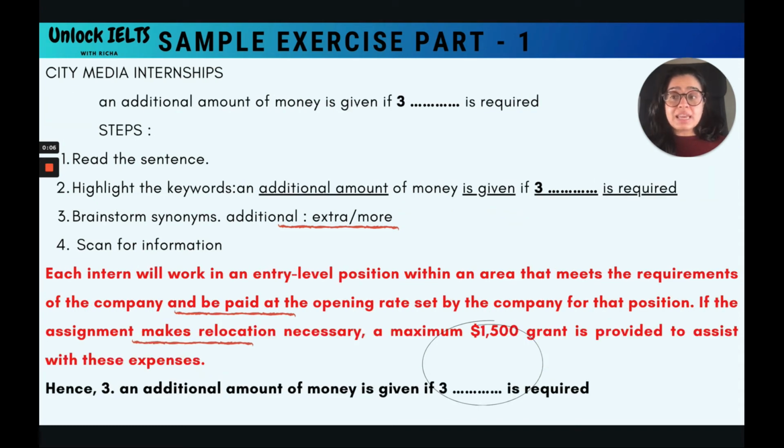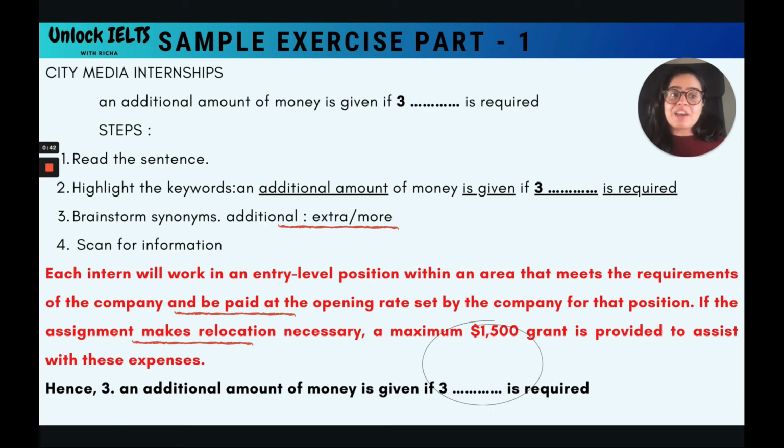The strategy says we need to read the sentence. An additional amount of money is given if blank is required. We need to highlight the keywords: additional, amount, is given, is required. Now we need to brainstorm the synonyms of the highlighted keywords. For example, for the word additional, I may expect to see words like extra, more. And now comes the scanning of the passage for the correct answer.